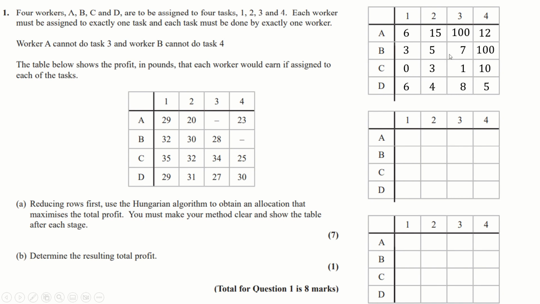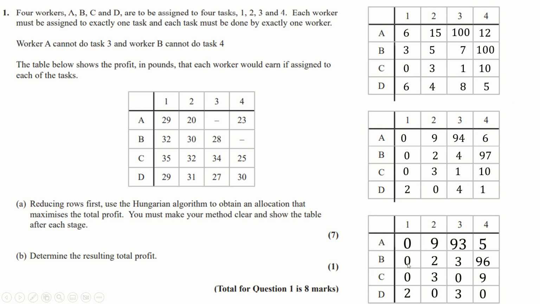So that's just from here. Reduce rows. Smallest in this row is 6, take that away from everything. Smallest in this one is 3, take that away. Take 0 away from everything there, I guess, and take 4 away from everything here. And then columns, take 0 away from everything there, and then 0, and then take 1 away, and then take 1 away again. And we get this. This will be what we work with.